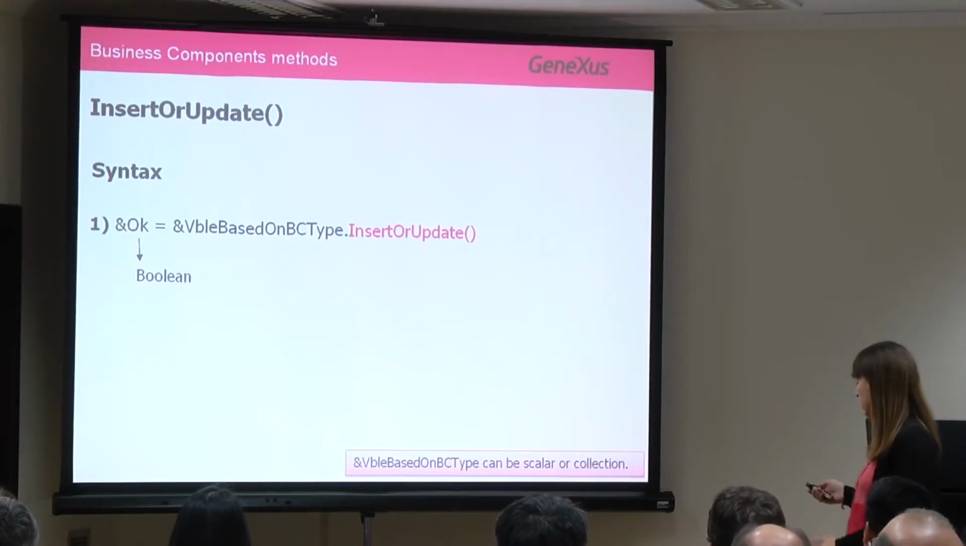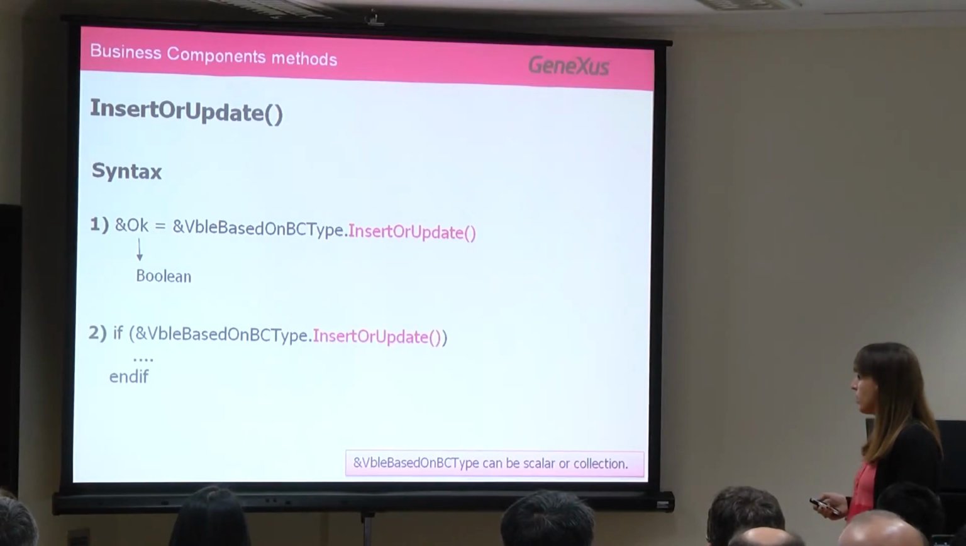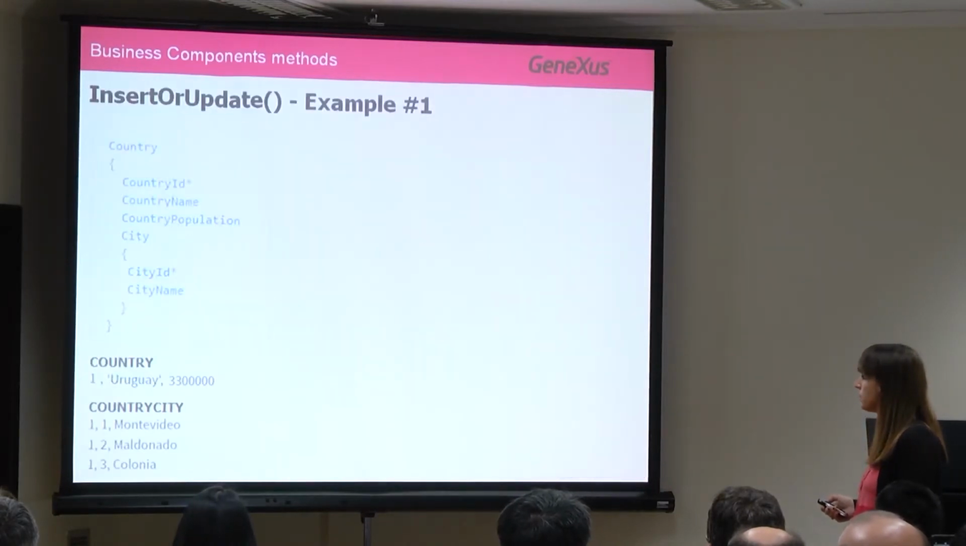Now let's look at the insert or update in the same line of syntax, and we'll look at another example. Here I have a two-level country transaction and the cities. In the database and the physical charts, we have the country, Uruguay, with 3,300,000 inhabitants, and in country city, we have three cities: Montevideo, Maldonado, and Colonia.